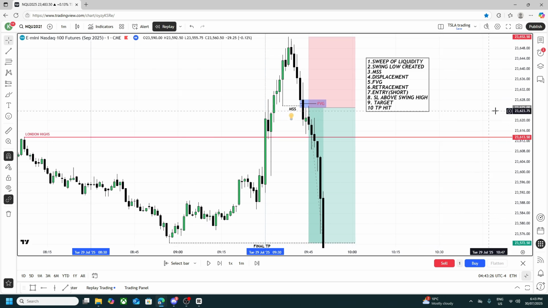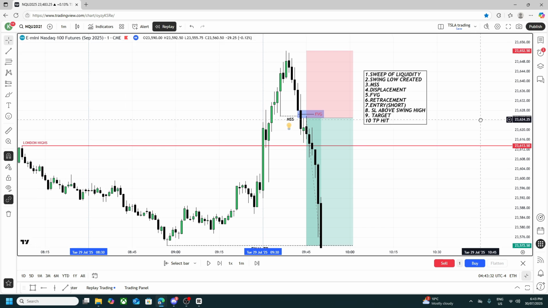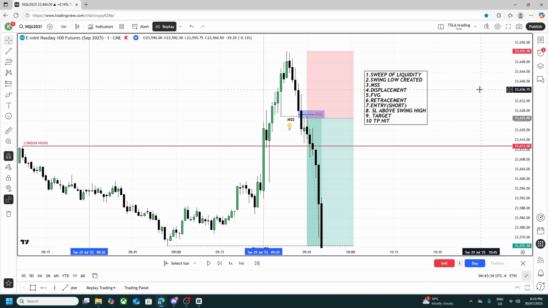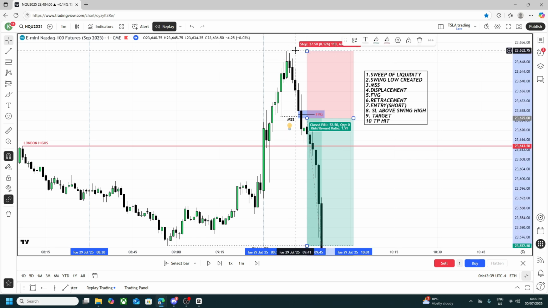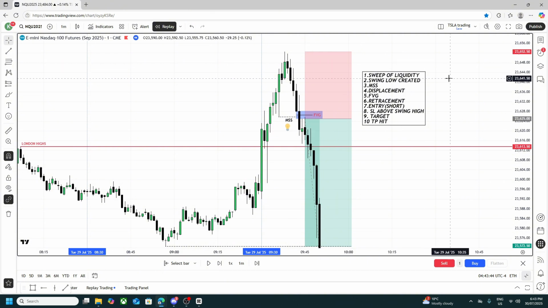Now, as soon as we execute, number 8 on our list is where to place our stop loss. Our stop loss always goes above the nearest swing high. And in this example, our nearest swing high is going to cover 27.5 handles, which is perfect because we're only risking a maximum of 30 handles per trade. So that is a perfect stop loss placement.